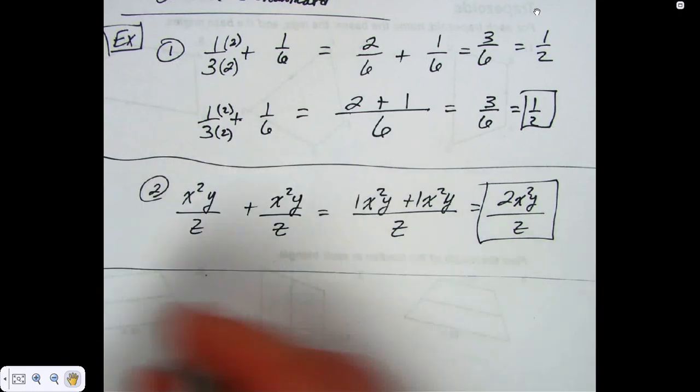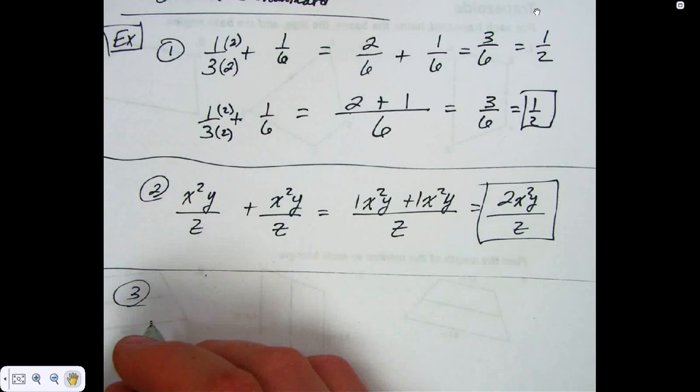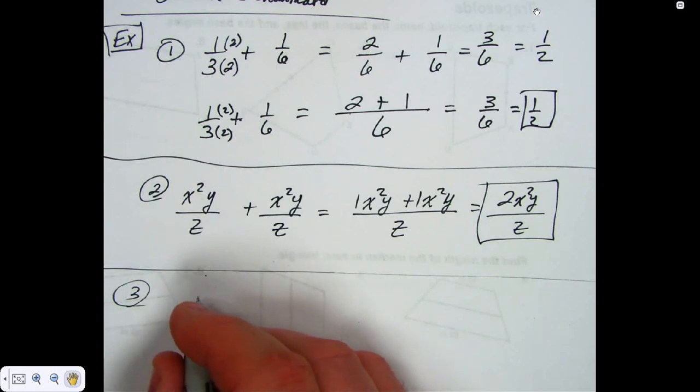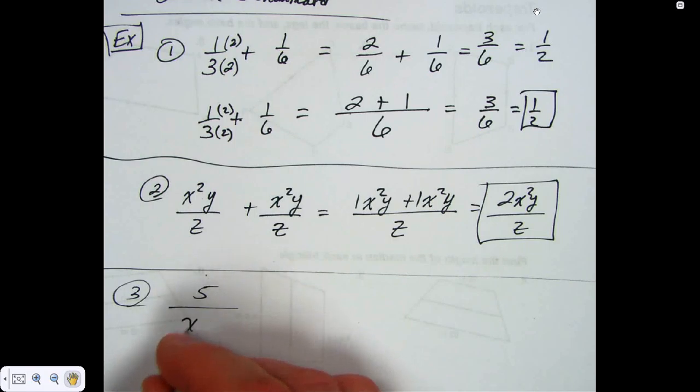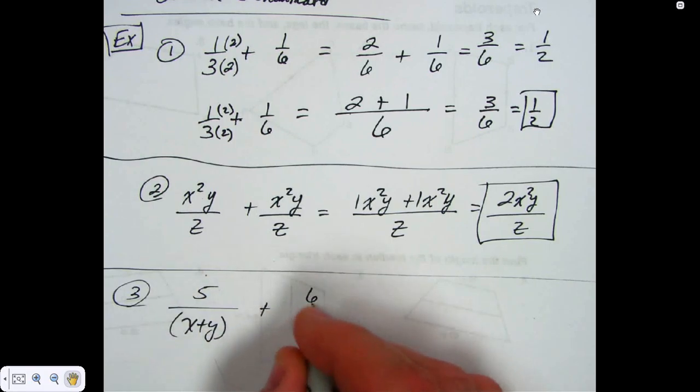Okay? Third problem. What happens if we have something like this on the bottom? 5 over x plus y in parentheses plus 6 over x plus y.